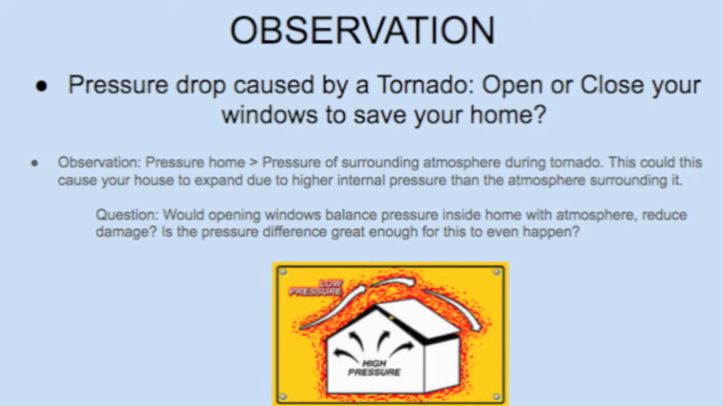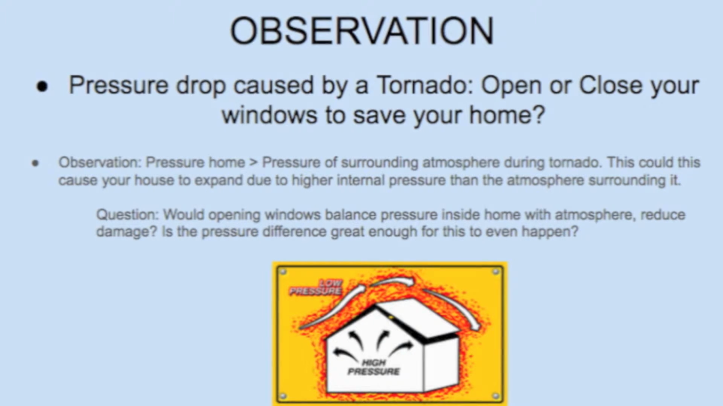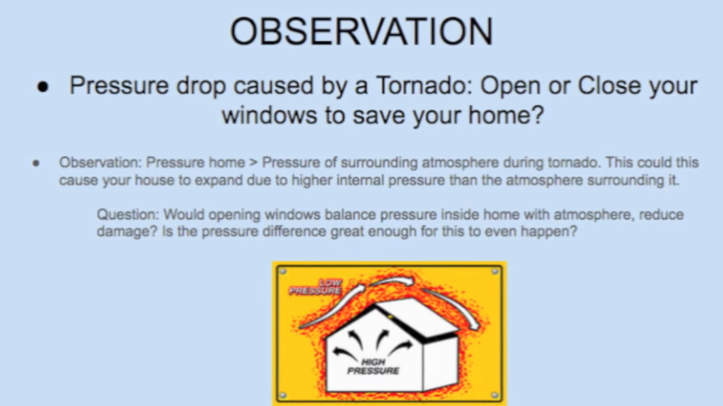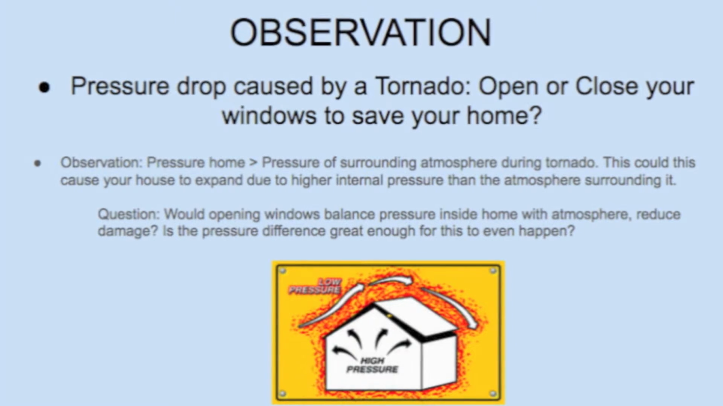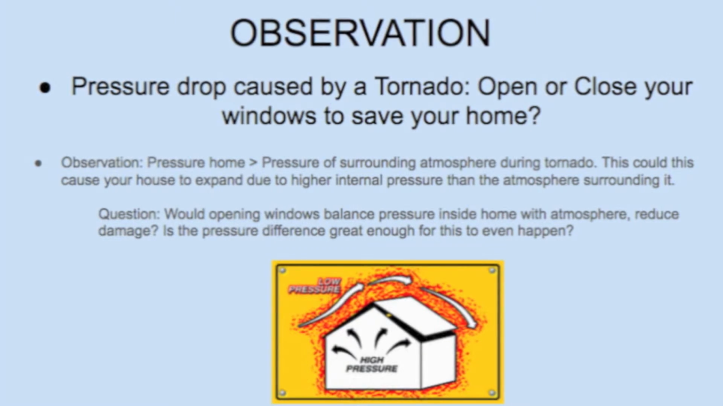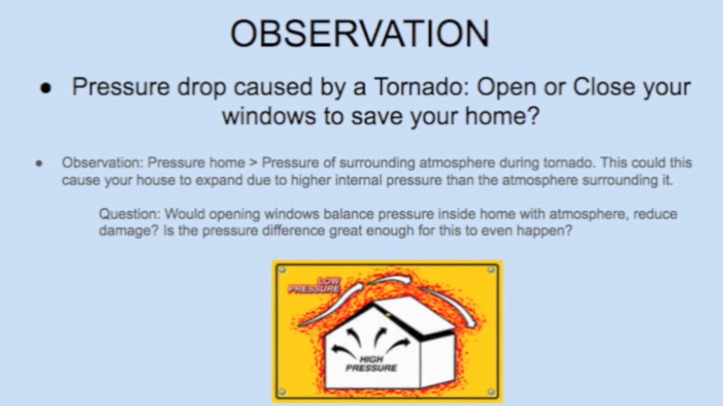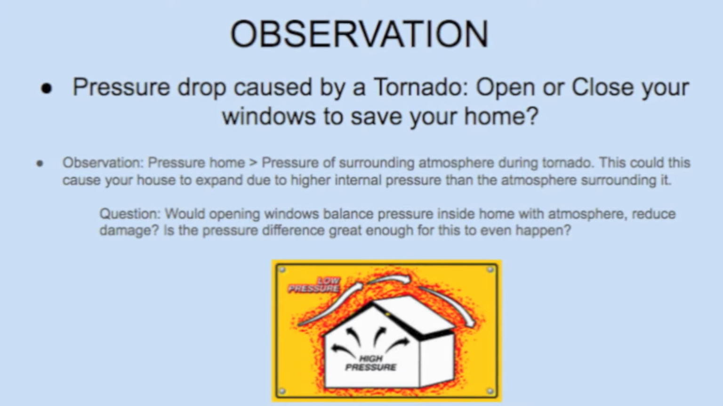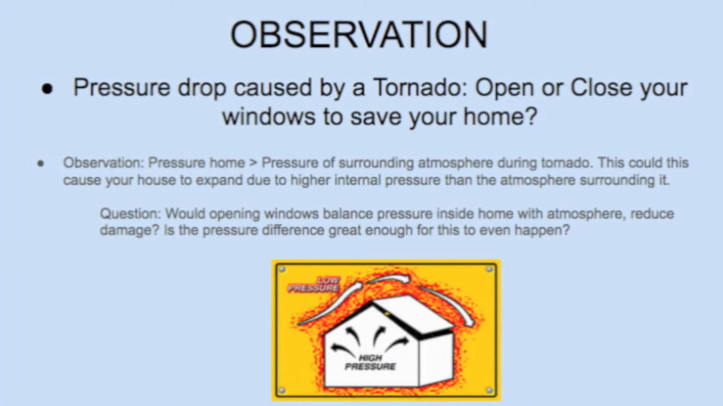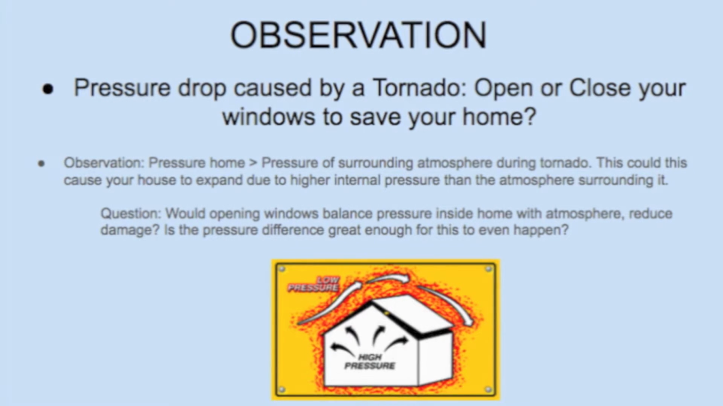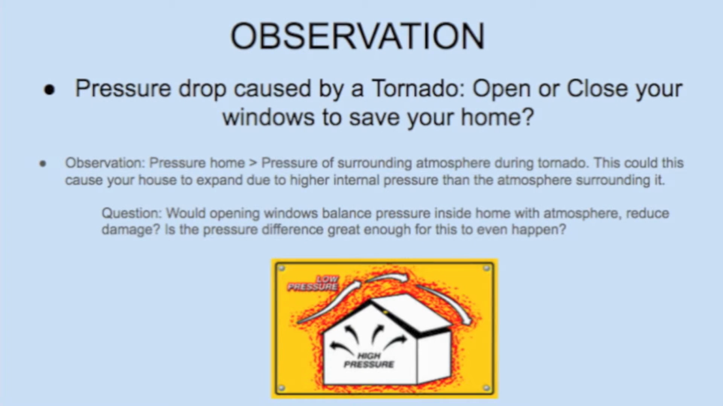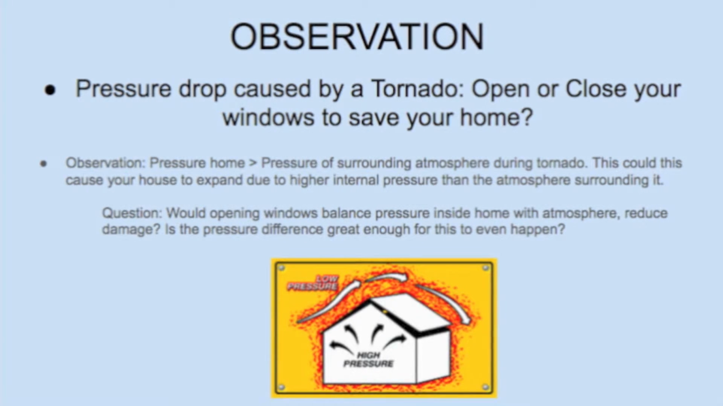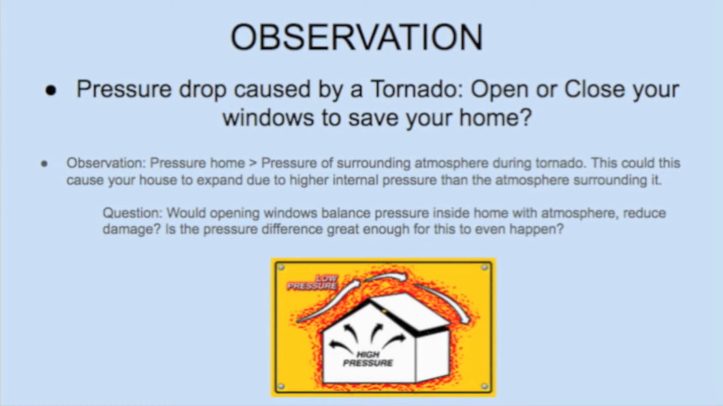An observation our group made was that during tornado conditions that a home is faced with, the pressure of the surrounding atmosphere often drops lower than the pressure inside the home. This led us to ask the question, during a tornado, could this pressure gradient that is larger inside the home than the atmosphere cause the roof and sidings of the house to bend outward and cause more damage than it otherwise would if the windows were open?